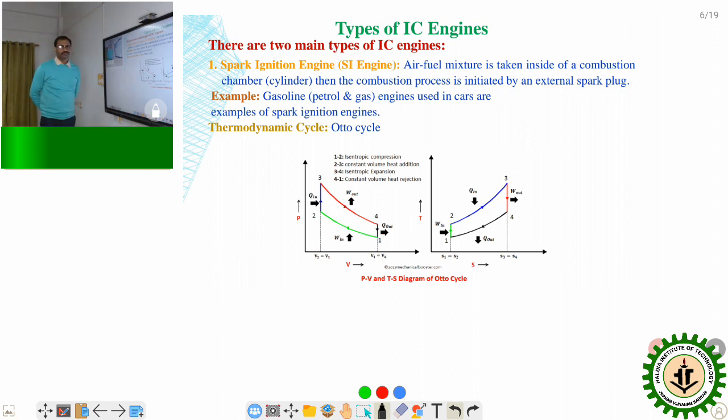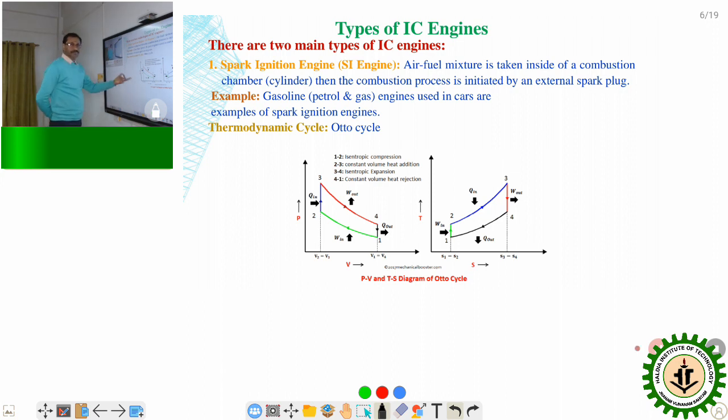You have to know that the cycle area within the PV diagram represents the work done, but the area under the TS diagram represents the heat transfer.